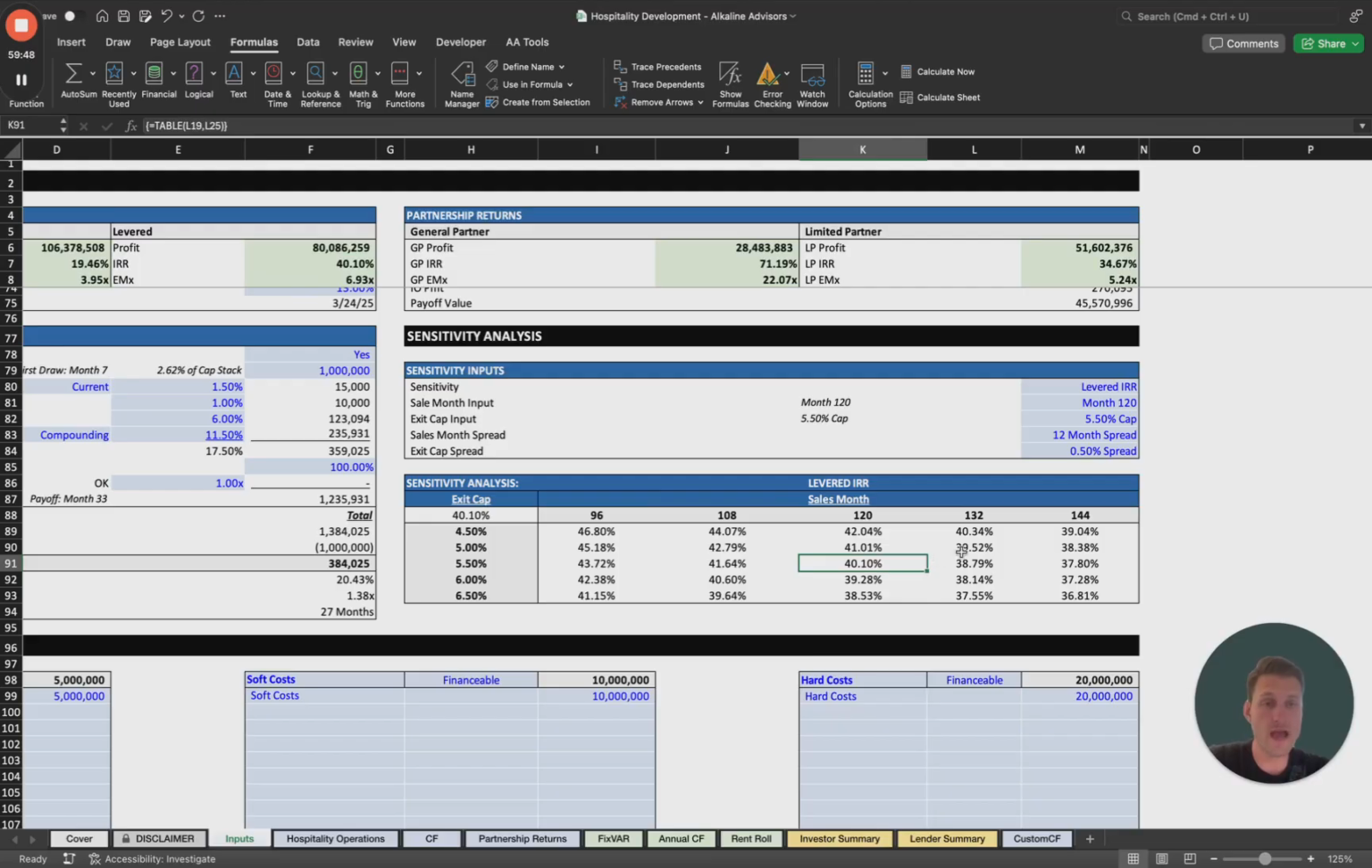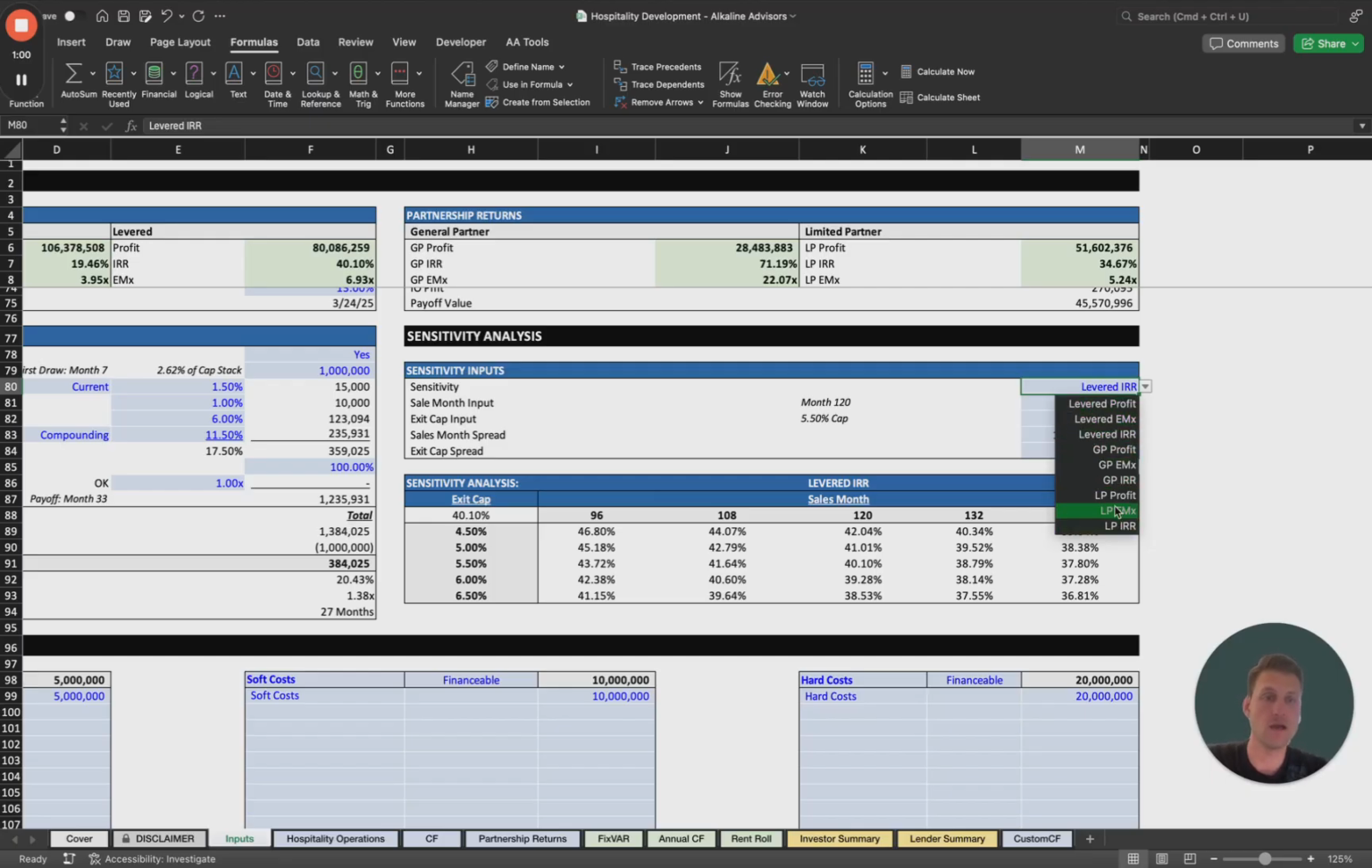If we sold the asset in month 144 at a 4.5 cap, it would be a 39% IRR. If we sold it at month 96 at a 6.5 cap, it's a 41% IRR. So we can see how the variance of exit cap rates and sale month dates will determine the IRR, the equity multiple, and the profit at a project level, at a GP level, and at an LP level.